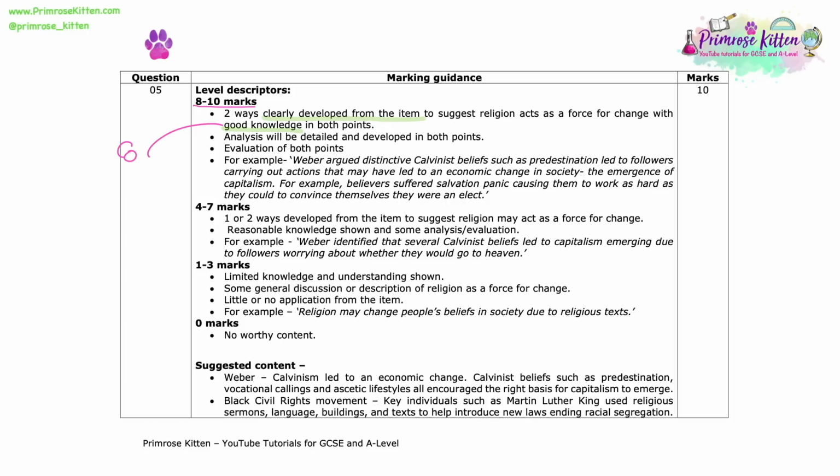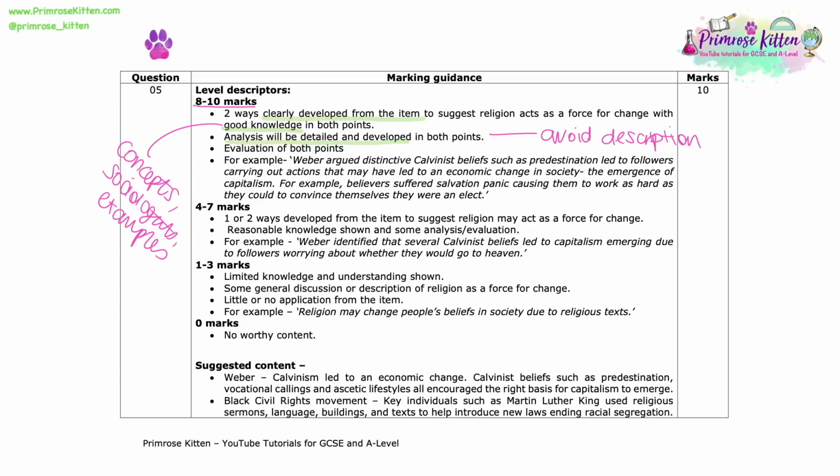So you will be giving some ideas about the Calvinist belief in general. Maybe you will be providing some examples of how some specific Calvinist beliefs, maybe something like the idea of the elect or salvation panic, are actually part of Weber's wider argument of how capitalism emerged. Analysis will be detailed and developed in both points. Remember, that means we are not just going to describe Weber's theory, for example, in that first paragraph. It's very, very tempting when it comes to looking at religious organisations like Calvinism to just provide almost a narrative account of those beliefs. You've got to make sure that you select the beliefs that help us to argue the point that religion is a catalyst or helps to encourage the development of capitalism in society.